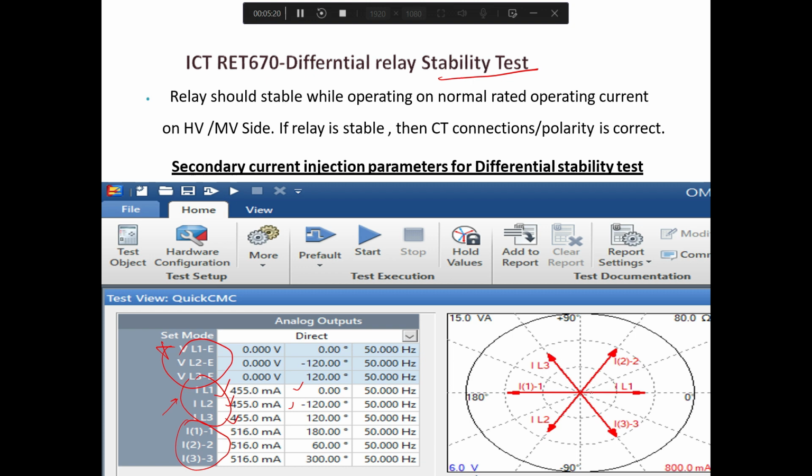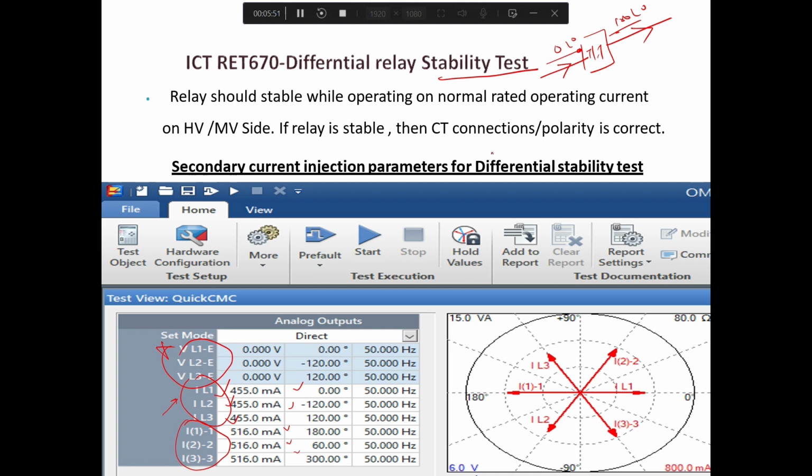If you see here, this is your R phase, Y phase, B phase, 0 degree, minus 120 degree and plus 120 degree. Similarly, for LV winding, the current will be 826 divided by 1600, that is 516 milliampere. Suppose this is your transformer, this is your HV winding, and this side your LV winding is connected. If the current is entering the object, this is leaving the object. That means if it is at 0 degree angle, it must be at 180 degree angle.